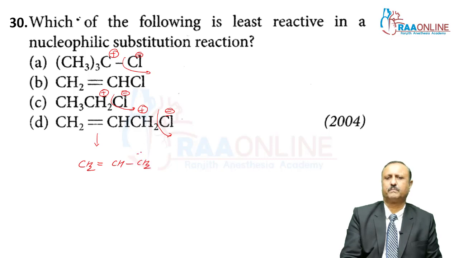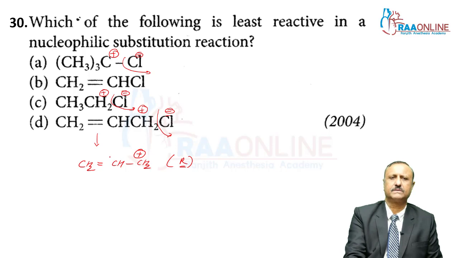My dear students, when a positive charge is next to a single bond and a double bond, it means resonance takes place, and when resonance takes place, this carbocation is more stable due to this resonance. So you can see here the answer is B.